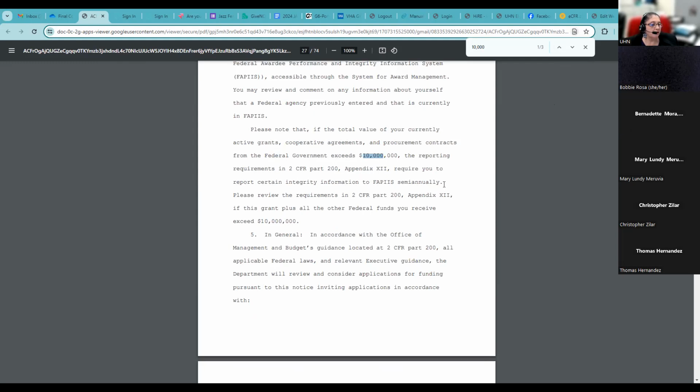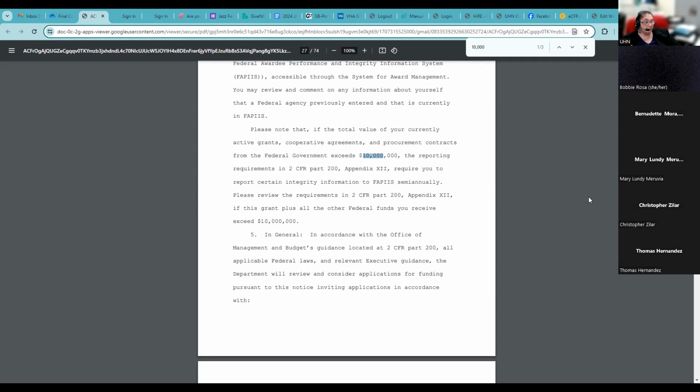This is referring to, I think, more your finance office. So they're saying if your tribe, or cooperative, consortium receives more than $10 million in active grants, cooperative agreements, or procurement contracts from the federal government, then the reporting requirements in 2 CFR Part 200 Appendix XII require you to report certain integrity information to FAPIIS semi-annually.